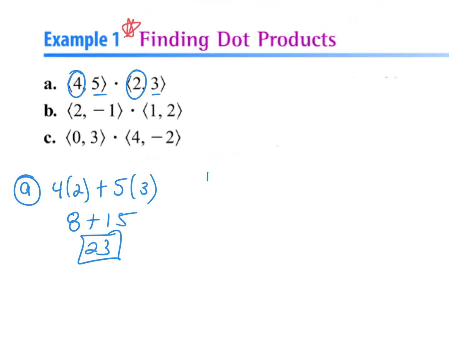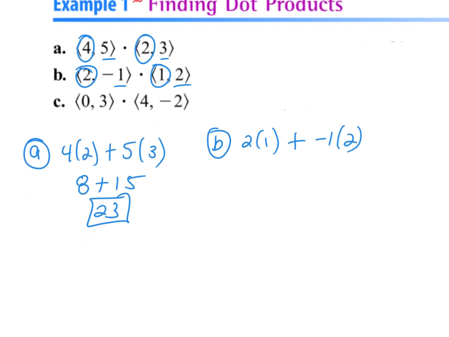So look at B. Same thing. It's the dot product. So first times first. 2 times 1. See how I'm writing it down? Do that. Plus second times second. Negative 1 times 2. What's 2 times 1? 2. Plus, what's negative 1 times 2? Negative 2. What's 2 plus negative 2? 0. Okay? Do you think that means something?